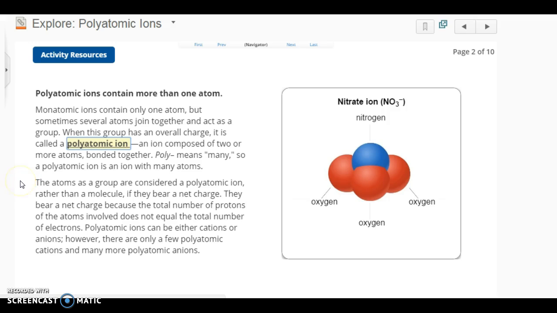The atoms as a group are considered a polyatomic ion rather than a molecule if they bear a net or total charge. They bear a net charge because the total number of protons of the atoms involved does not equal the total number of electrons. So how would we compare protons to electrons? Are there more or less electrons? Well, it's a -1 charge, so there's one more electron than there are protons. Polyatomic ions can be either cations or anions. However, there are only a few polyatomic cations and many more polyatomic anions.